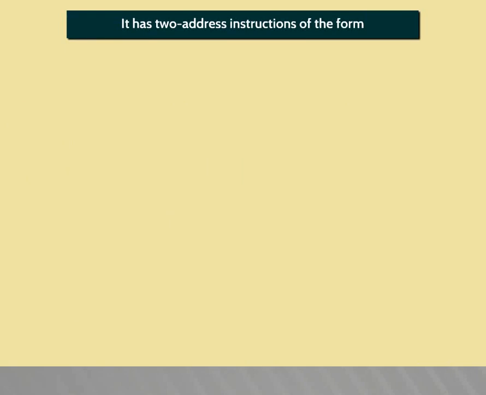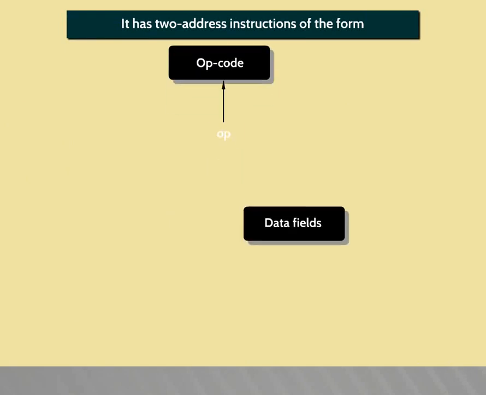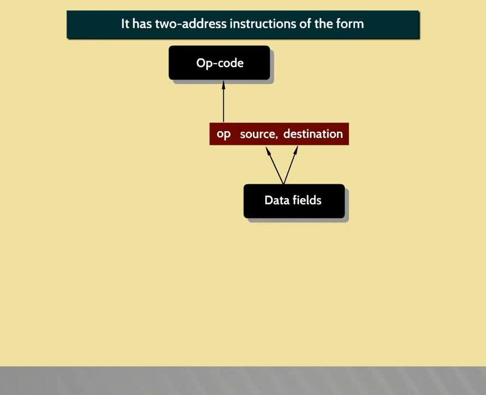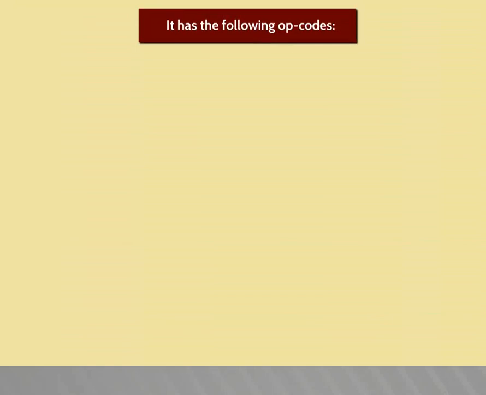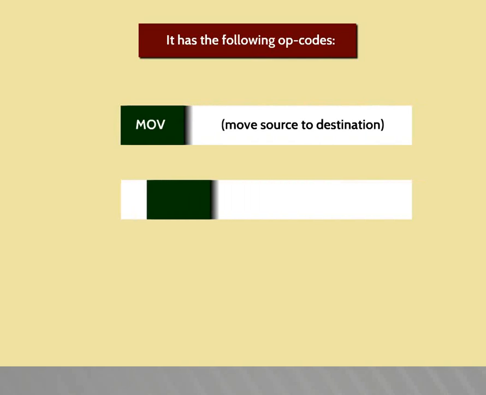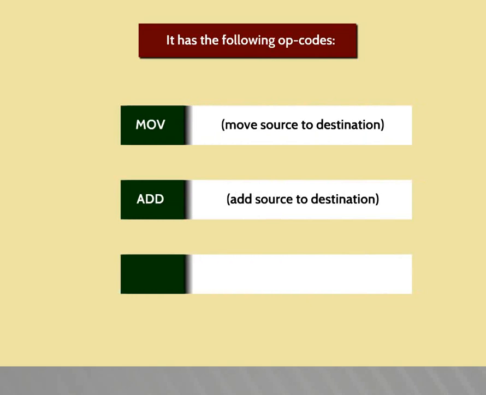It has 2 address instructions of the form op source, destination, where op is an opcode and source and destination are data fields. It has the following opcodes: MOV, that is move source to destination; ADD, that is add source to destination; SUB, that is subtract source from destination.